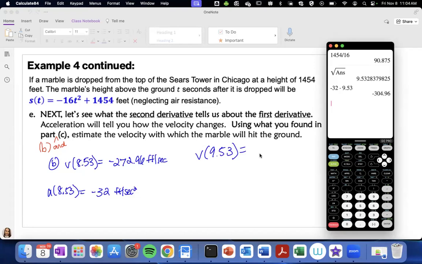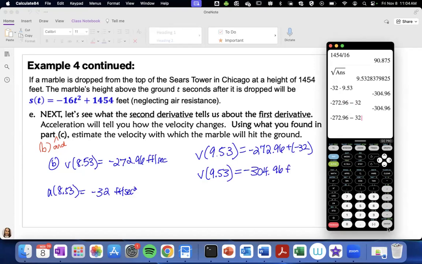So this works only when acceleration is a constant. Negative 272.96 plus the negative 32 acceleration, right? That means the next second, at 9.53 seconds, the velocity is going to be, well, what is that? Negative 272.96 minus 32 gives you negative 304.96 feet per second.